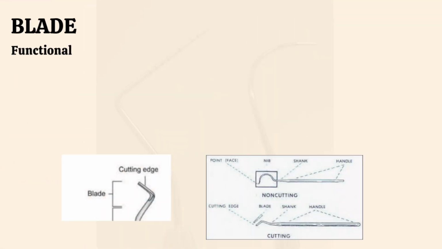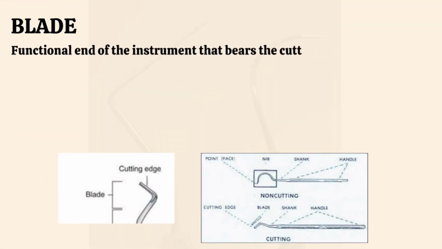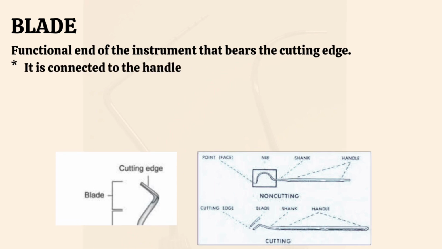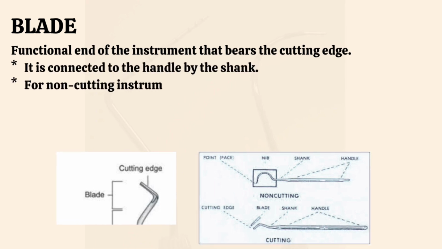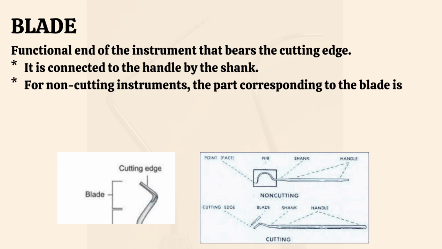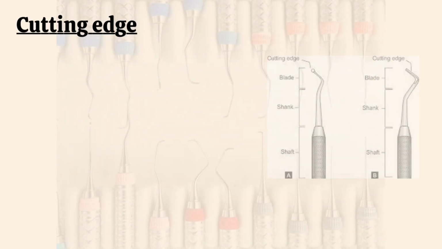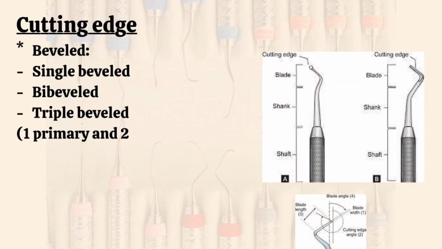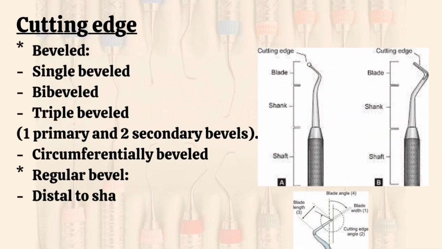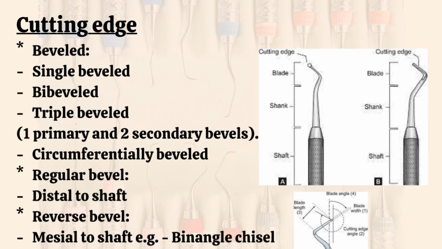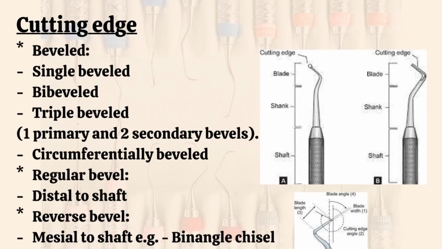Blade: the functional end of the instrument that bears the cutting edge. It is connected to the handle by the shank. For non-cutting instruments, the part corresponding to the blade is termed nib. The working surface, or the end of the nib, is known as the face. Cutting edge: beveled, single beveled, bibeveled, triple beveled, with one primary and 2 secondary bevels. Circumferentially beveled, regular bevel, distal to shaft, reverse bevel, mesial to shaft, for example, bin-angle chisel.